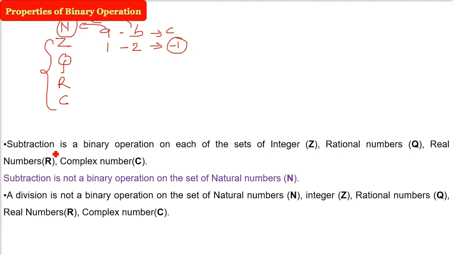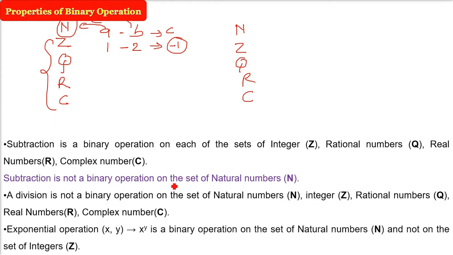Coming to division. Now let us see which are the sets for which division is a binary operation. So the division is not a binary operation on the set of natural numbers, the integers, the rational numbers, real numbers, and complex numbers.